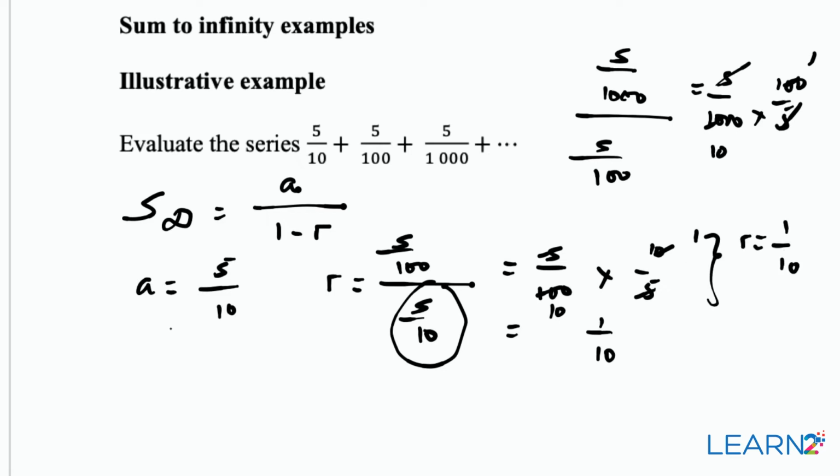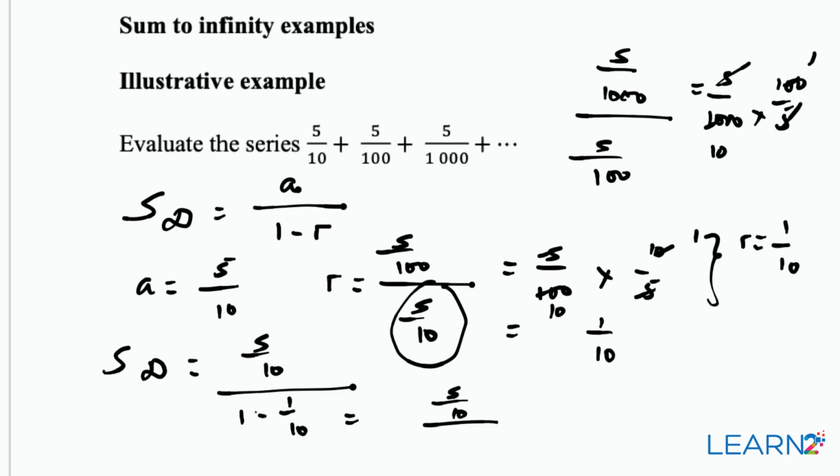How do we work out sum to infinity? Sum to infinity is your a, 5 over 10, all divided by 1 minus your r, which is 1 over 10. So that gives you 5 over 10 divided by, well, 1 is 10 over 10, minus 1 over 10 is 9 over 10. So now we can flip it, 5 over 10, let's multiply it by 10 over 9. The 10's cancel, so the sum to infinity would be 5 over 9.